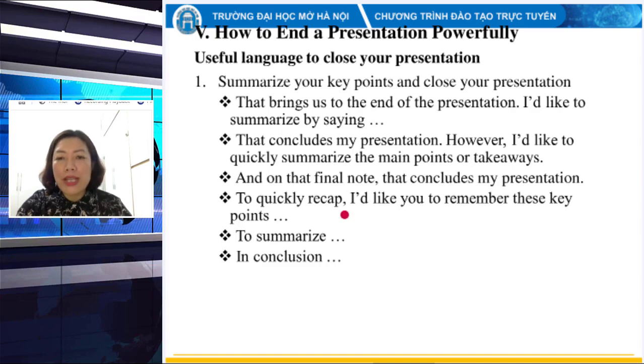And when you have signaled the ending of the talk, you have to give the summary. Okay, you must summarize the key points. So you say, that brings us to the end of the presentation. I'd like to summarize by saying, that concludes my presentation. However, I'd like to quickly summarize the key points or the main points or takeaways. Okay, always remember to summarize the key points of the talk after you have finished your presentation.